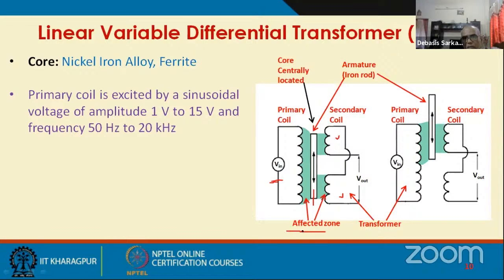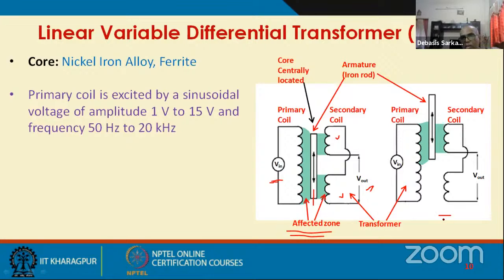Now in this particular picture, you see that the core is centrally located. In this case, both the secondary coils are identical. Both the secondary coils are equally affected. So the voltage is induced in this secondary coil as well as this secondary coil. But since they're connected in series opposition, the net output voltage is 0. So there won't be any current flowing in the circuit.